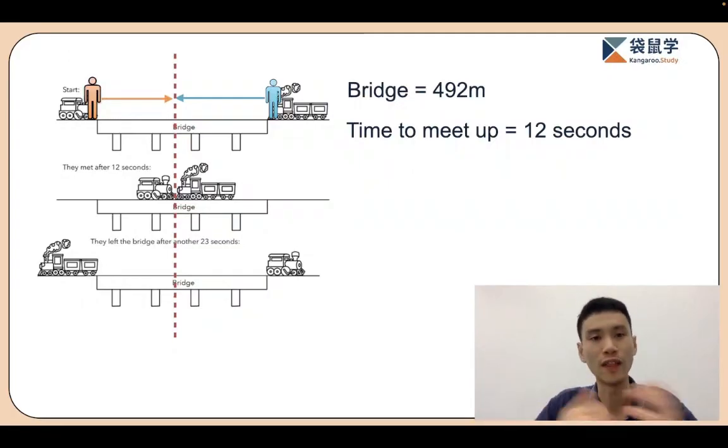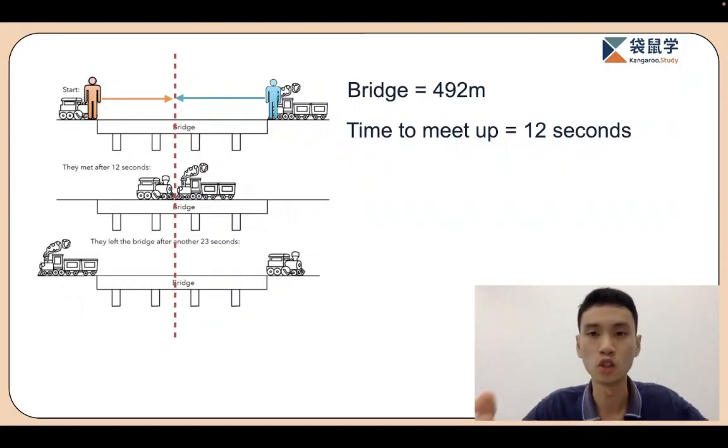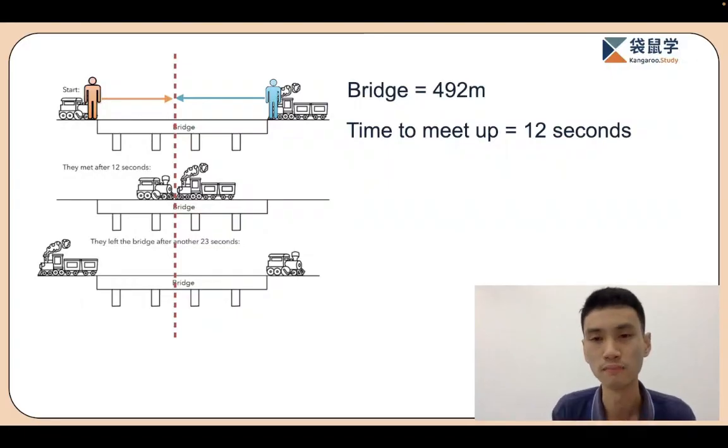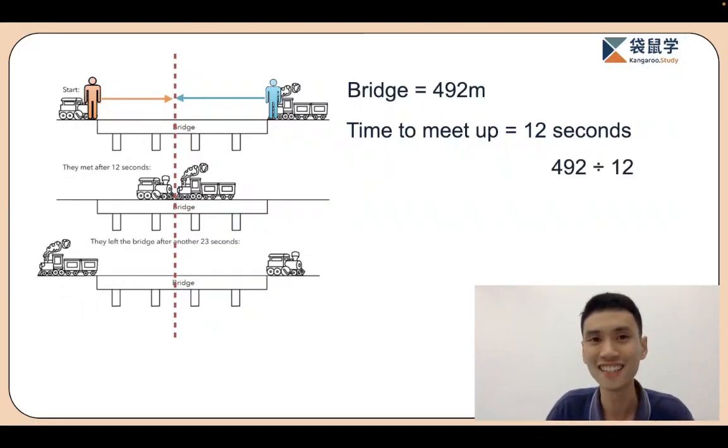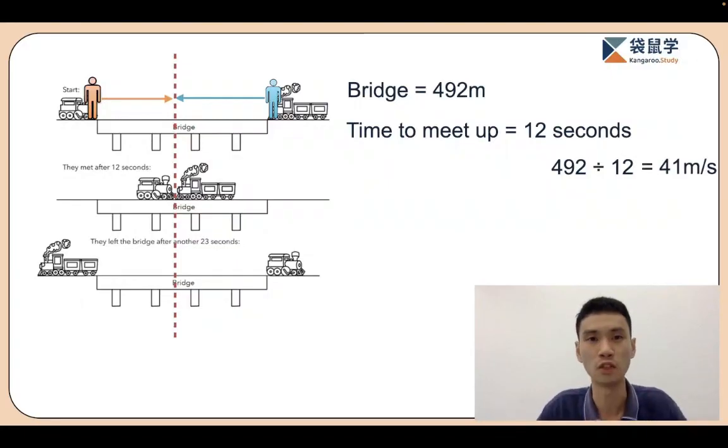Now, let's see what other information we can gather from this first part. If we know that the bridge is 492 meters long, and it took the trains 12 seconds to meet up, then let's think. In 1 second, how many meters do both trains travel? We can calculate that by doing 492 divided by 12. And so what is the answer to that? It would be 41 meters per second.